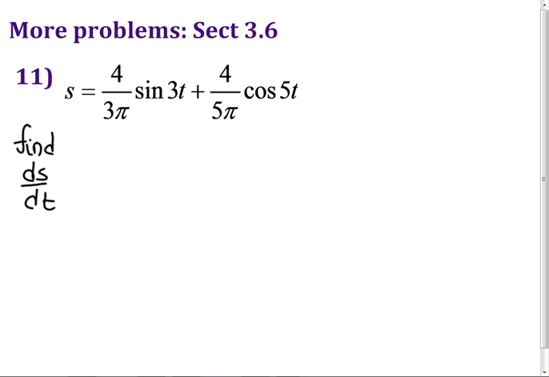Right, because you know what? 4 over 3 pi, it's like 4/9. So we're going to take the derivative with respect to t now. I'm going to ignore that constant.